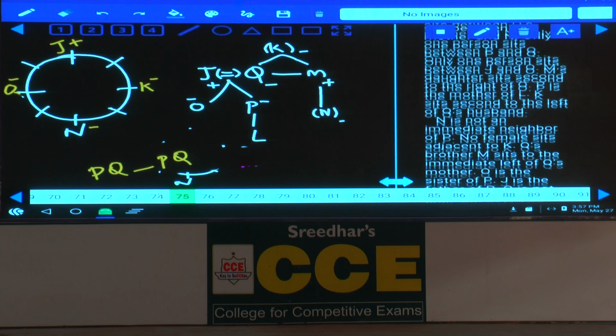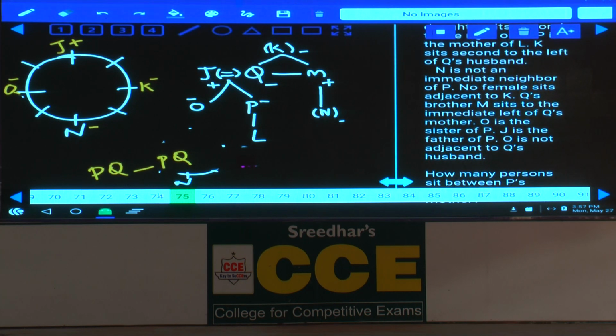And next one, N is not an immediate neighbor of P. As N is not an immediate neighbor of P, P cannot be in these two places. As P cannot be here, no female is seated adjacent to K, and the persons adjacent to K are males. Now what about this P? P must be either here or here. And what is the gender of this P? P is a female. As P is a female, and P cannot be in between J and K in the clockwise direction, hence P must be here.